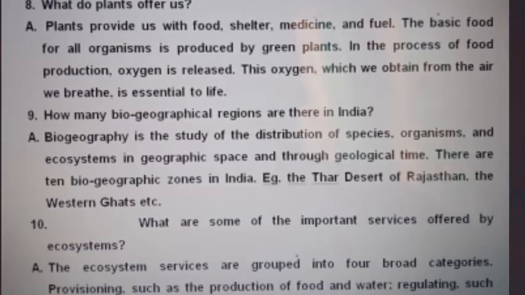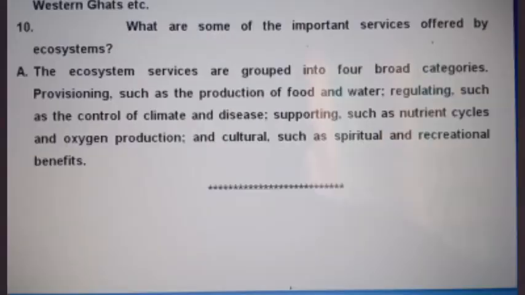Now the last question, the 10th question. What are some of the important services offered by ecosystems? Answer. The ecosystem services are grouped into four broad categories. Provisioning, such as the production of food and water; regulating, such as the control of climate and disease; supporting, such as nutrient cycles and oxygen production; and cultural, such as spiritual and recreational benefits.